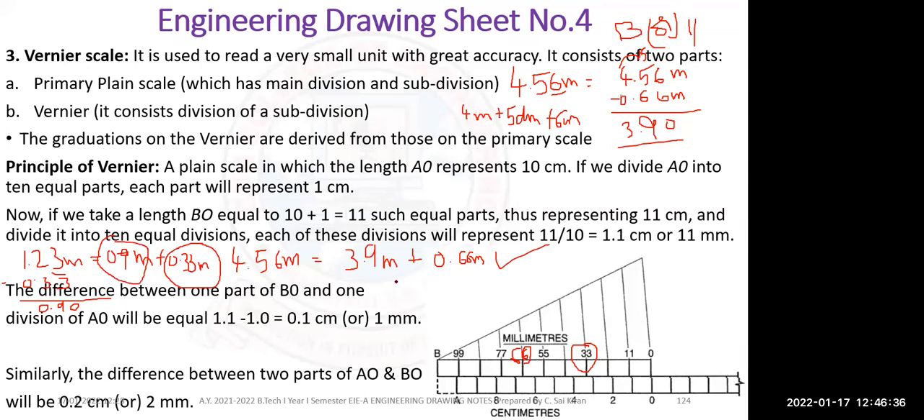Similarly, one more problem, 1.43 meters. Can you tell me how to measure 1.43 meters in the Vernier scale? It is 1.1 meters plus 0.33 meters. This is the 11th table, which is nothing but the backward Vernier.